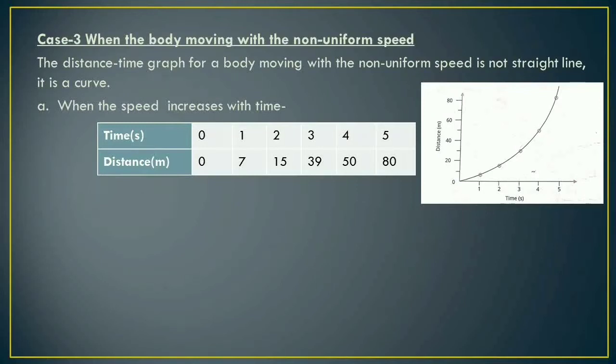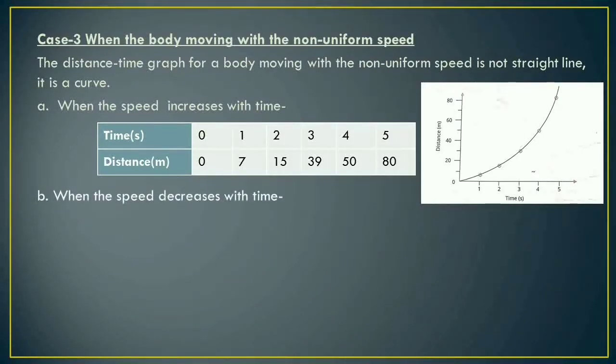That means time is the same, but the distance is different, because it is moving with an increasing speed. That means its speed is increasing. So in that way, the curve's slope increases with time. This is the distance-time graph of the body moving with a non-uniform speed, when the speed is increasing with time.